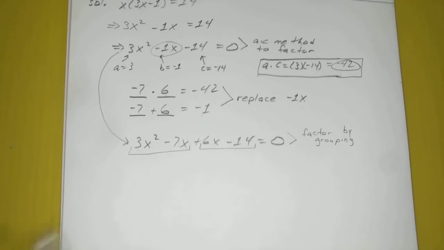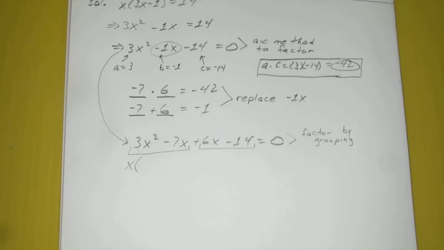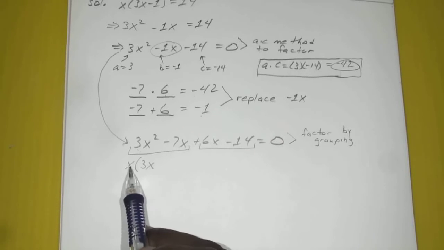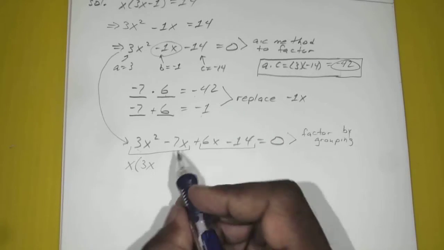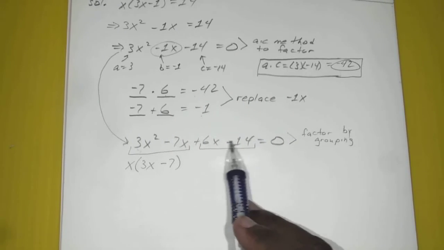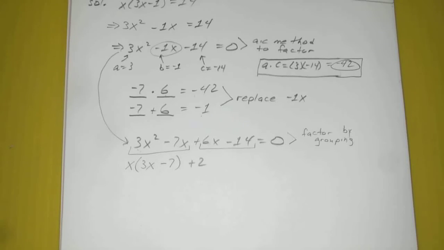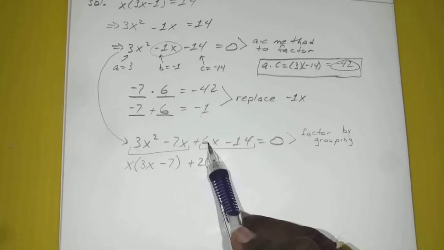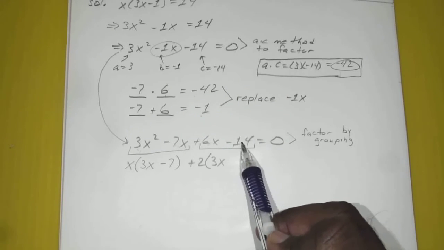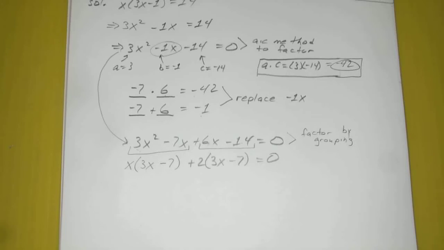Okay. So for these two terms, we can factor out an x. That's about all they have in common. X times 3x will give us our 3x squared, and x times negative 7 would give us our negative 7x. Now for these two, we can factor out a 2. That's the most you can factor out of those two numbers. Okay. So 2 times 3x will give us our 6x, and 2 times negative 7 will give us our negative 14. And we know that's equal to 0.